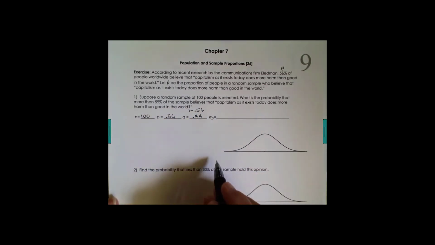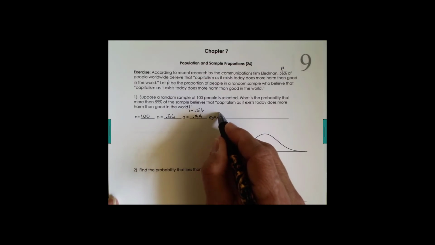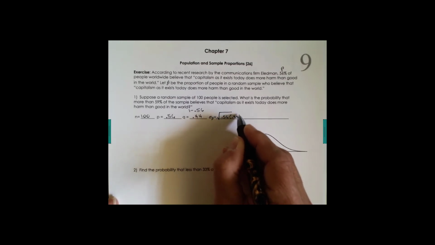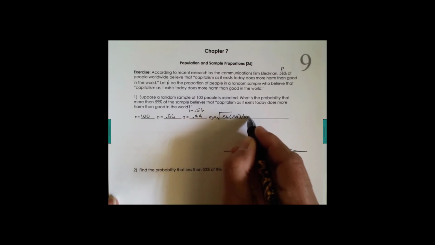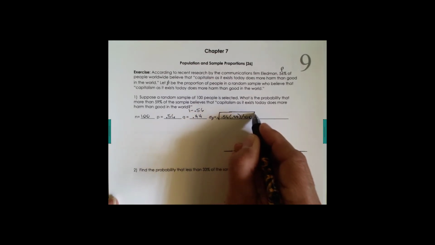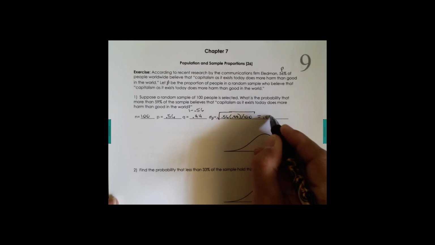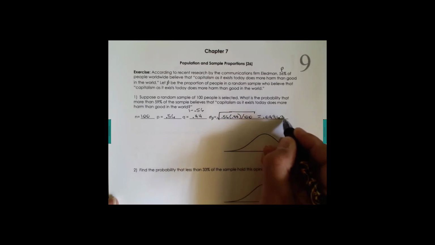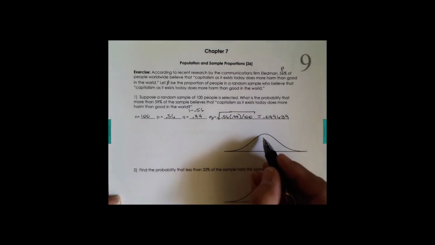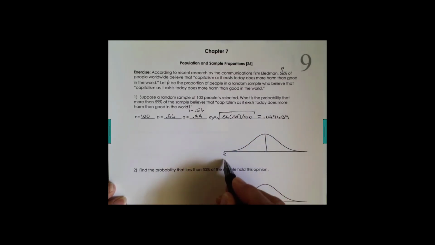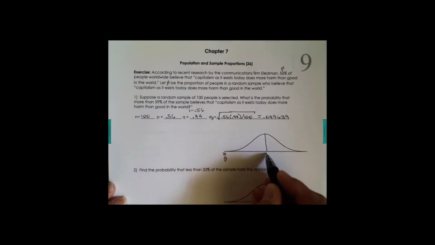And what's that standard deviation? I calculate it from the square root of P times Q, and I divide that by N, and all of this is under that radical sign. So I come up with 0.049639. Now I'm ready to get started. Let's draw the curve and label it as a proportion problem with p hat down here. And let's put our population proportion in the middle.